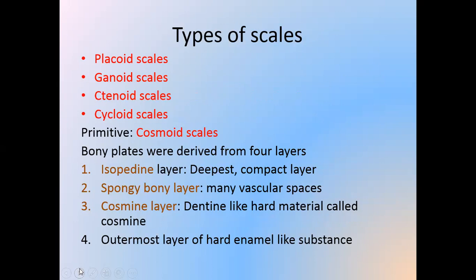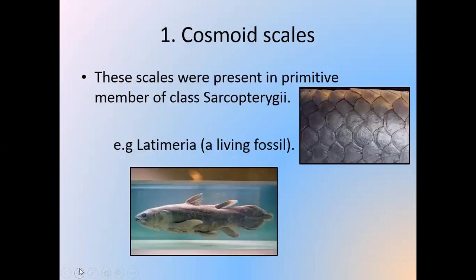Number 1, isopedine layer, which is the deepest and compact layer. Number 2, spongy bony layer, which has many vascular spaces. Number 3, cosmine layer, dentine-like hard material called cosmine, and number 4 is the outermost layer of hard enamel-like substance. Cosmoid scales were present in primitive fishes like Sarcopterygii. An example of the Sarcopterygii is Latimeria, a living fossil.